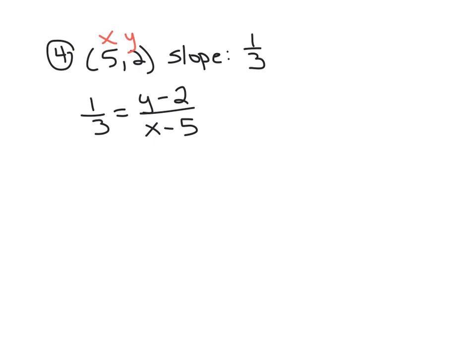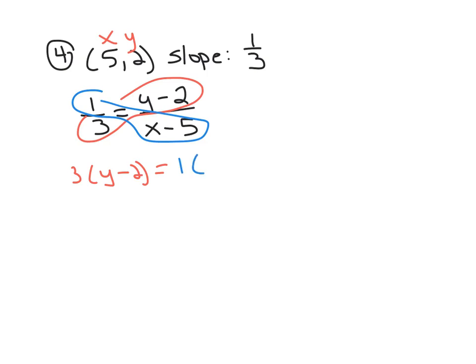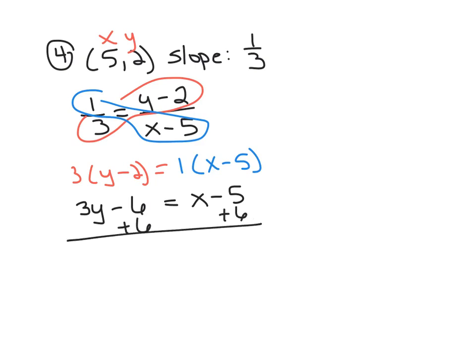Still cross multiply, but now be careful because this time it's 3 times (y minus 2) equals 1 times (x minus 5). So 3y minus 6 equals x minus 5. So this one's going to have a little more work. Add the 6. 3y equals x plus 1.